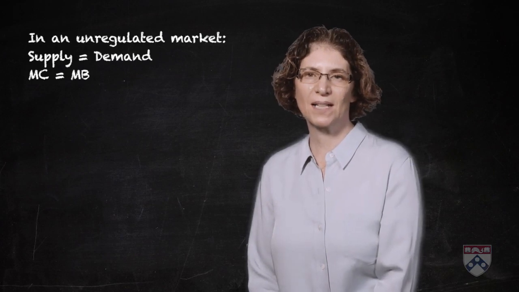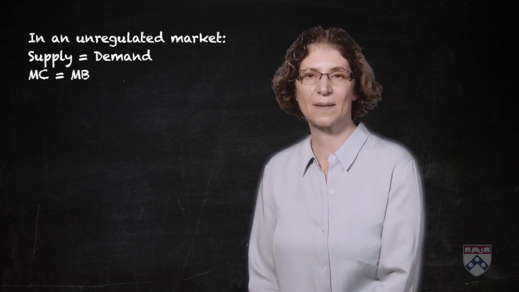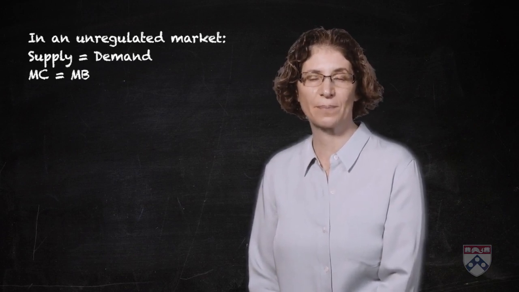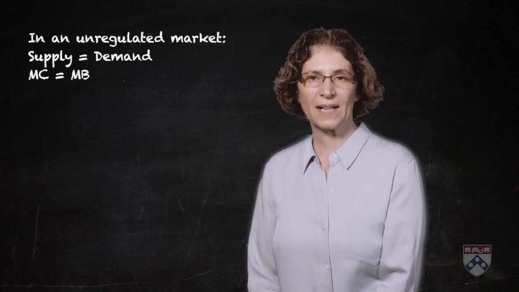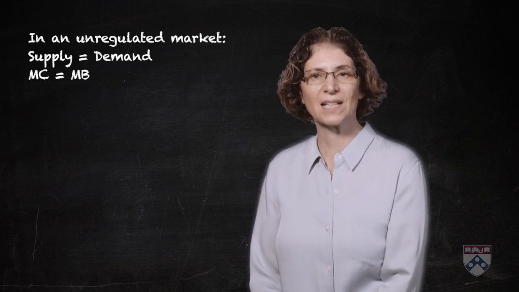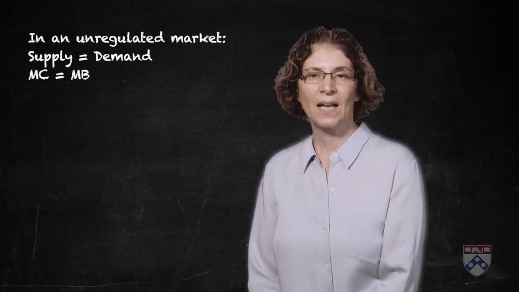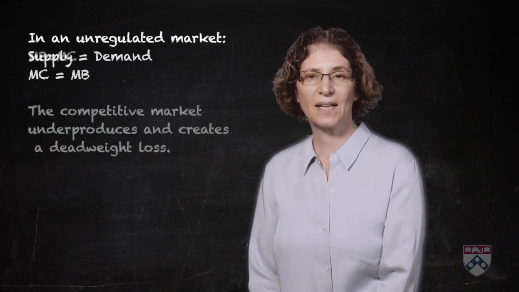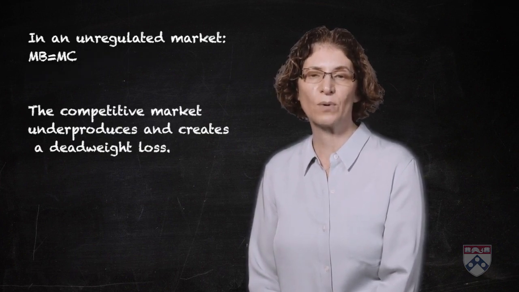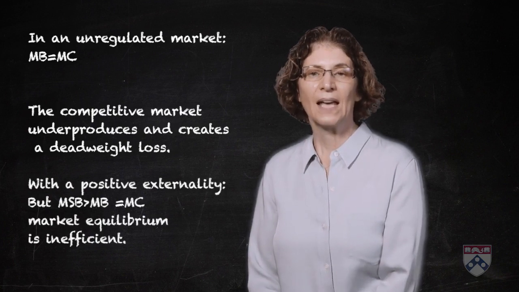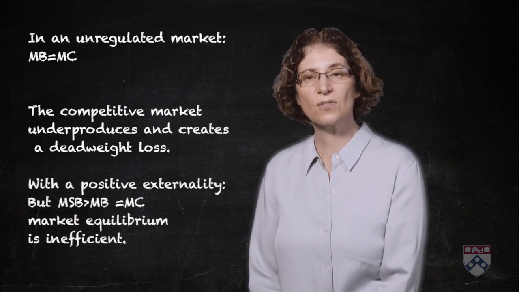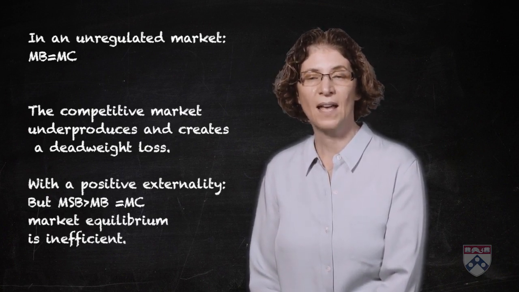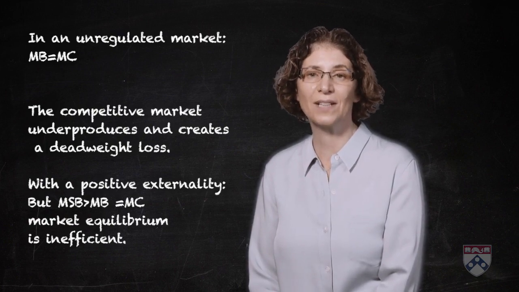In an unregulated market, we get production where supply equals demand. In other words, where the private marginal cost is equal to the private marginal benefit. But the social marginal benefit includes both the private marginal benefit and the marginal externality. In other words, we really should be producing more than we're producing. The competitive market underproduces a good where we have a positive externality. It creates deadweight loss because we're not producing some units for which the marginal social benefit is greater than the marginal cost. And by not producing these goods, we're leaving money on the table.